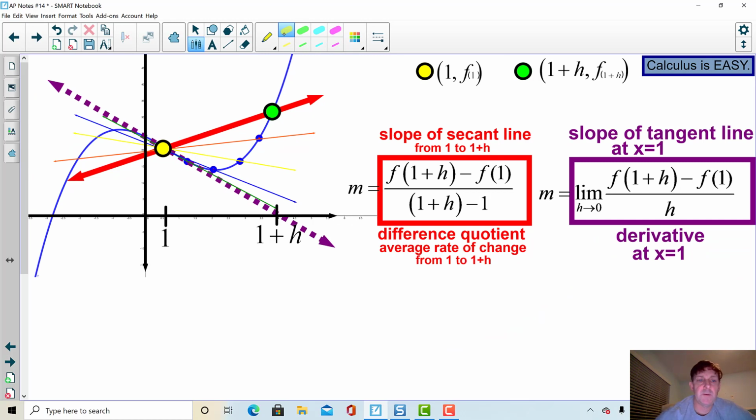Okay, here's another example. Instead of having an x, we have a 1. So for this example, when we do the limit as h goes to 0, we're not finding the slope of the tangent line for any value of x. We're finding the slope of the tangent line at x equals 1. Another way of saying the slope of a tangent line is derivative. A derivative is the slope of a tangent line.